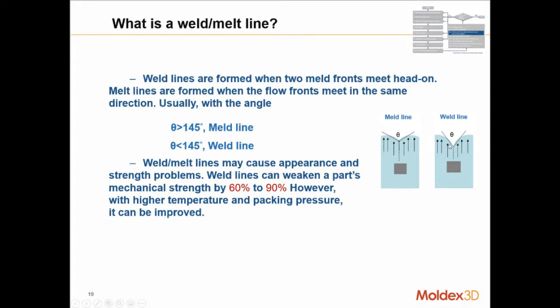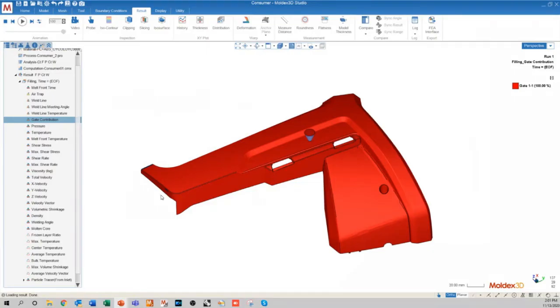If the connection angle between the two melt fronts is less than 145 degrees, we call that a weld line. So a weld line is going to be more crucial than what we call a meld line, which would happen if the angle is greater than 145 degrees. So you can see that with a meld line, this angle is much more shallow. With a weld line, the angle is much more acute.